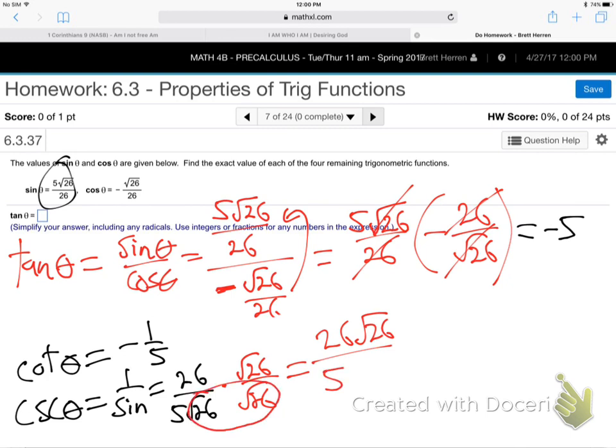And what is on the bottom? What's root 26 times root 26? Plain 26, huh? That's what two roots do, right? And then the plain 26's cancel, and it's root 26 over 5. So there's the cosecant, and then you could get the secant. That's the upside down of cosine, same way. Questions on that one?